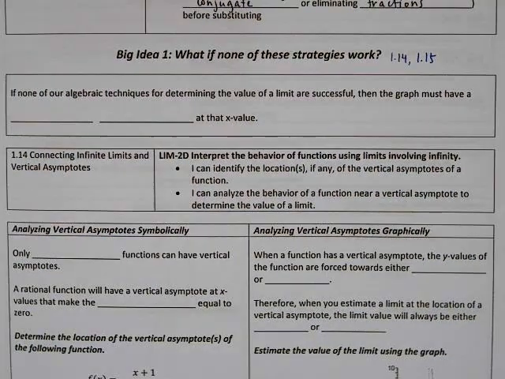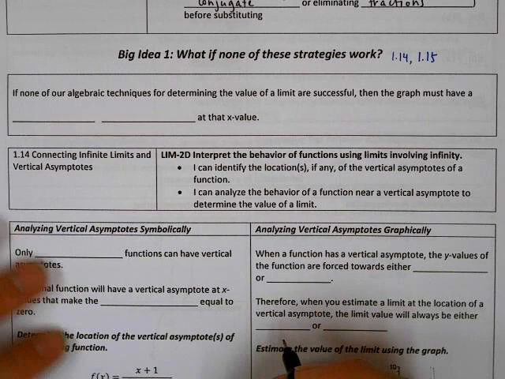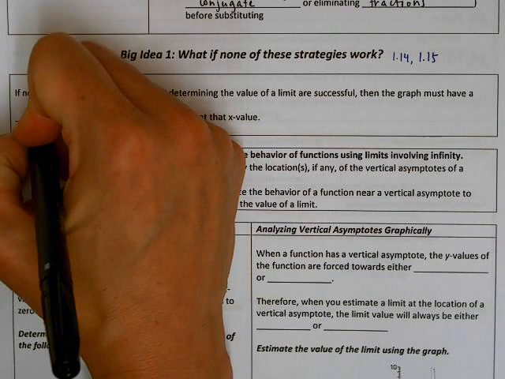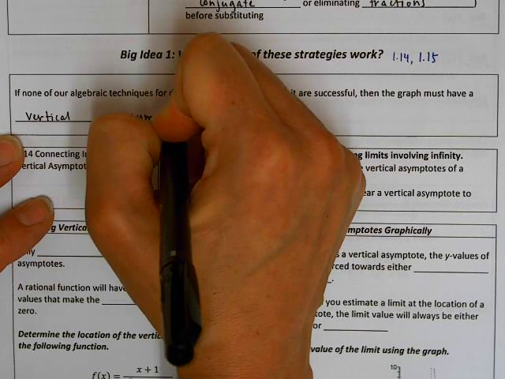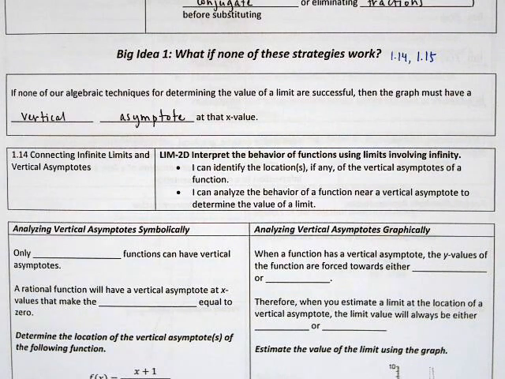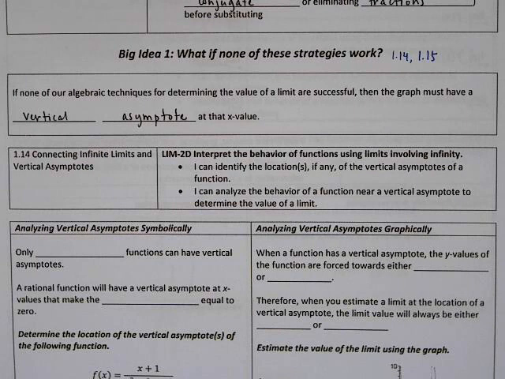So again, the idea is, what do we do if none of those algebraic strategies work for us? So if none of our algebraic techniques for determining the value of a limit are successful, then the graph must have a vertical asymptote at that x value. Okay, so in this section, we're going to talk about these targets here, identifying the locations, if any, of the vertical asymptotes of a function, and then analyzing the behavior of a function, excuse me, near a vertical asymptote to determine the value of a limit.